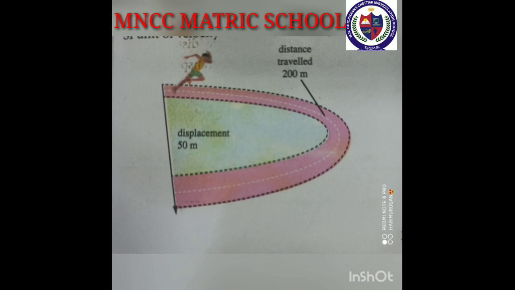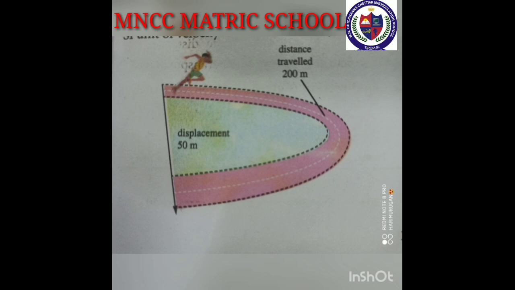Here see the picture. If an athlete in the diagram takes 25 seconds to complete a 200 meter sprint event, find her speed and velocity. How can we calculate speed? That formula is distance by time. Here distance is 200 meter, time is 25 seconds. So 200 divided by 25 is equal to 8 meter per second. So the athlete's speed is 8 meter per second.